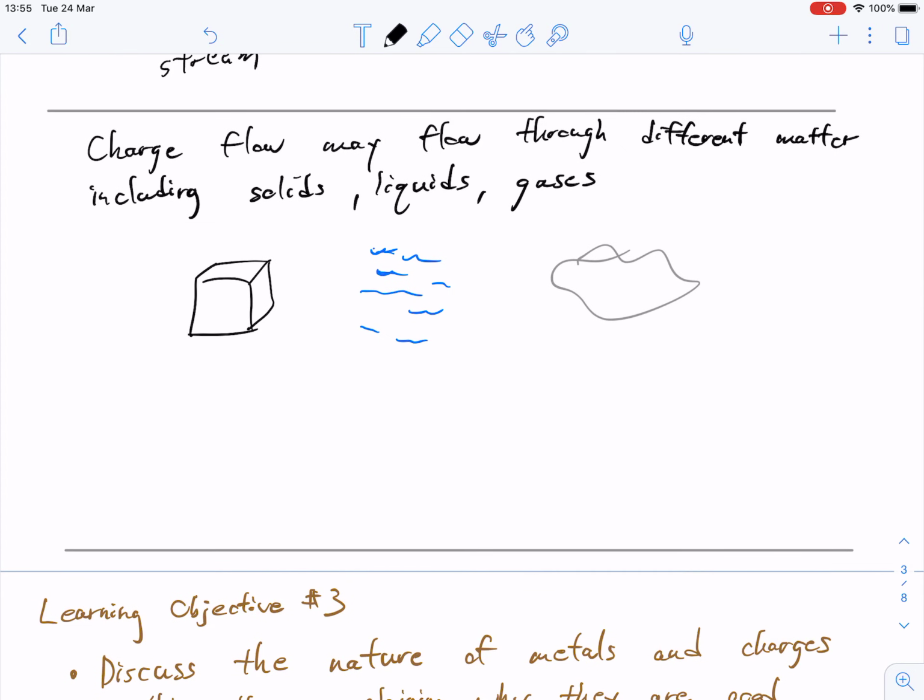Charges can also flow through different matters and substances, such as solids, liquids, or gases. Okay, so there's things like conductive gel, copper wires, and things like that are certainly one of the most common conductors of electricity.